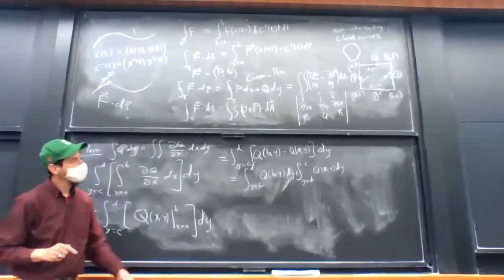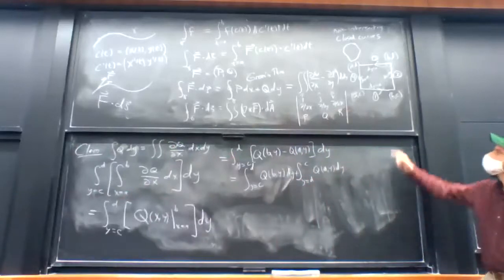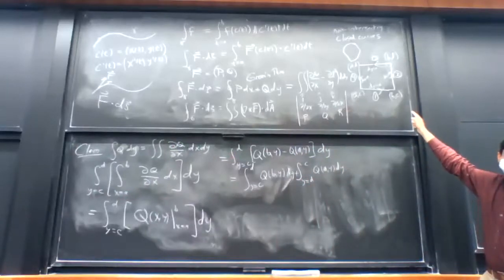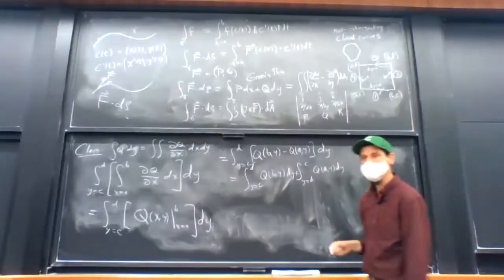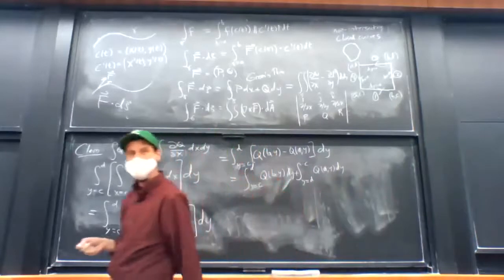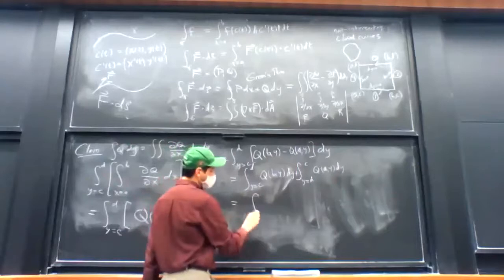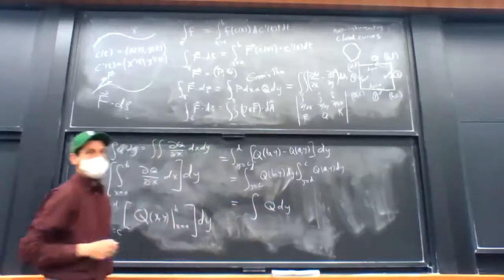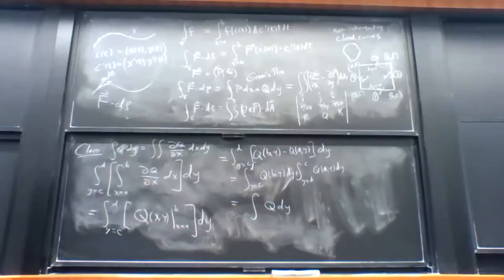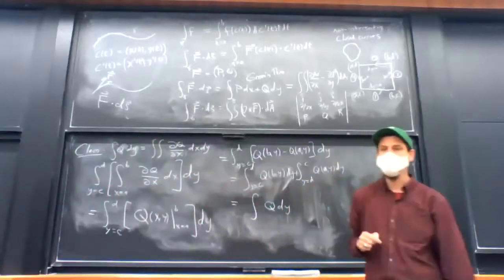What do we know about dy on segment 1? It's 0. So what's the integral of q dy on segment 1? It's just 0. What's the integral of q dy over segment 3? So 0, because dy equals 0. So this is the same as the integral of q dy, and it was precisely what we wanted to show. So this proves the integral of q dy is the double integral of dq dx.